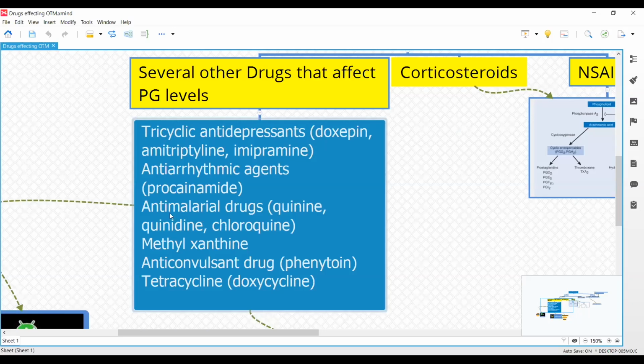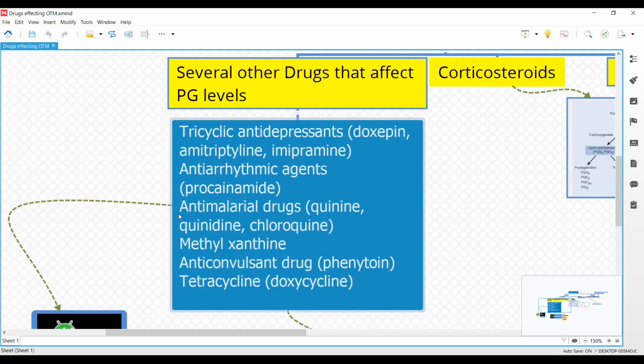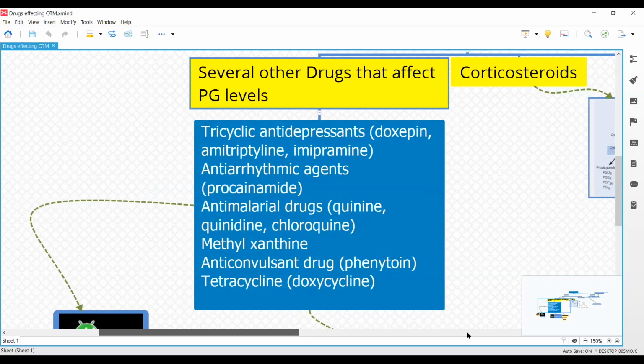You have 6 classes and categories of drugs. Let's divide them into 2 categories. One category is anti, and you can see the word anti is used in 3 categories: antimalarial, antiarrhythmic, and anticonvulsant drugs. If you make the mnemonic from A, you will memorize anti, and the rest of the agents you will forget. So I have made a mnemonic: anti-MAC.